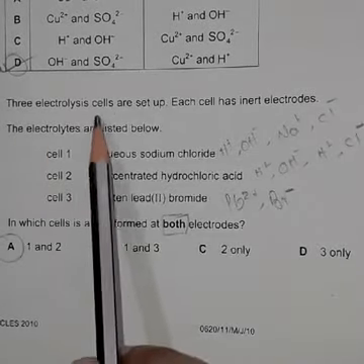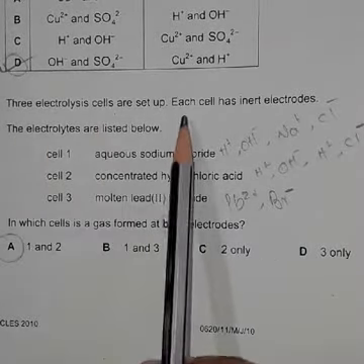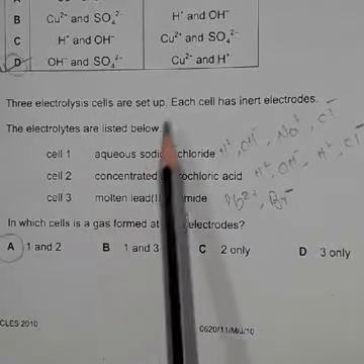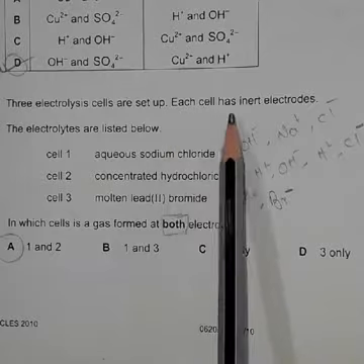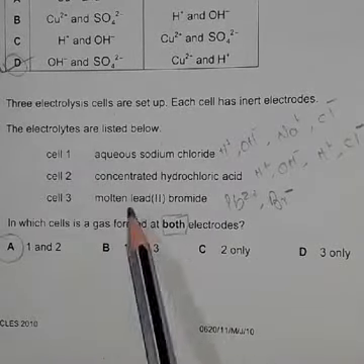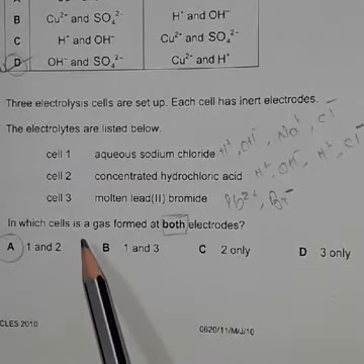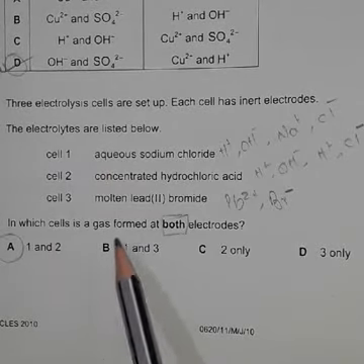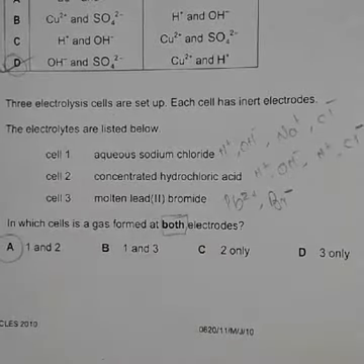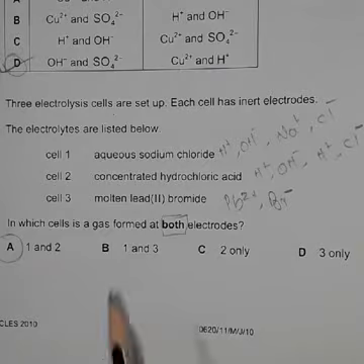Next one, question number 13. The electrolysis cells are set up here. Here three cells. Each cell has inert electrodes. The electrolytes are listed here. In which cell is gas formed at both electrodes? Here three cells. So in which cell do both cathode and anode get a gaseous product? Okay, so let us see here.